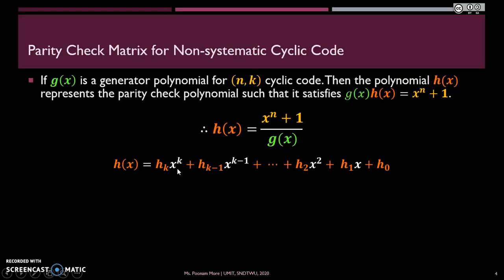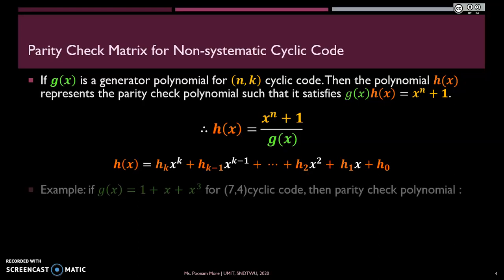So here, let's see the example. If we have considered this generator polynomial for the (7, 4) code as 1 plus x cube, then we can find what is the parity check polynomial by using this formula.